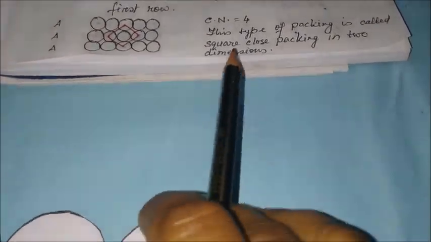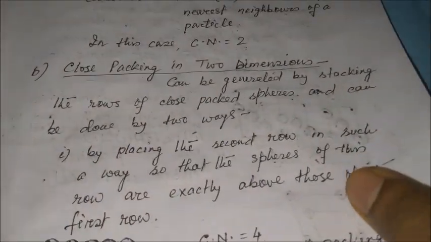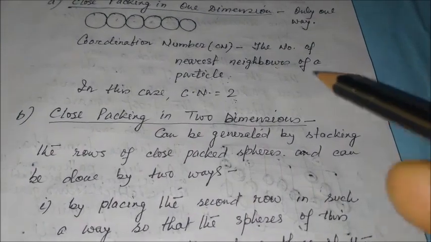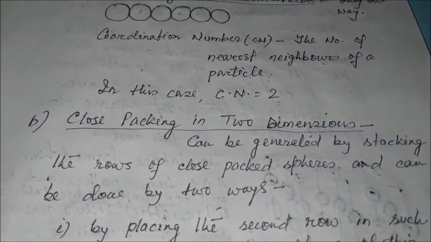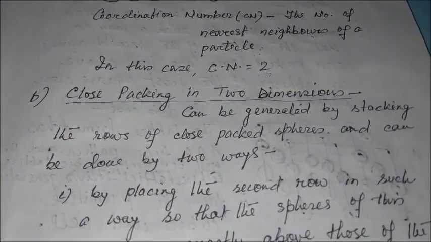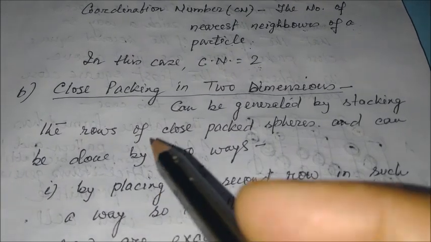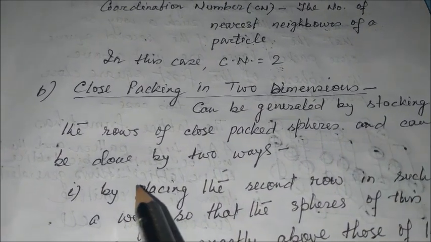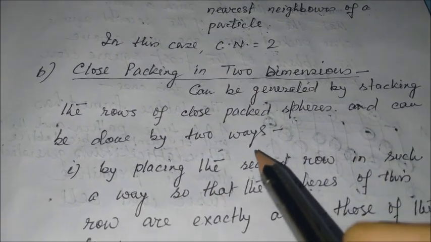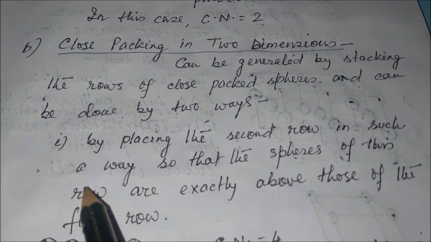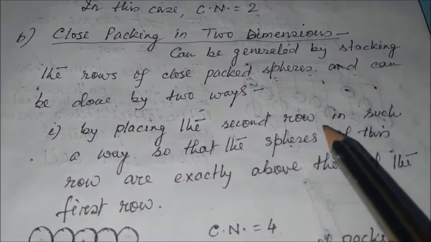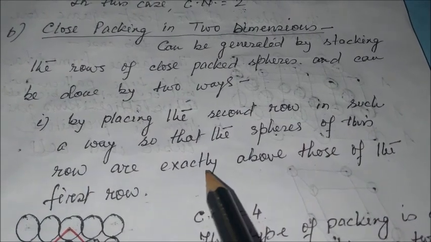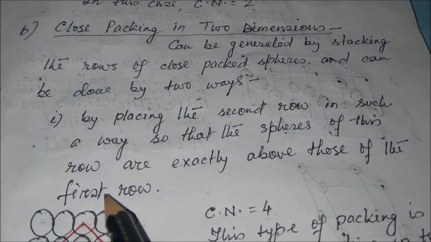The next one is close packing in two dimensions, and this close packing in two dimensions can be generated by stacking the rows of close packed spheres and can be done in two ways. Number one way is by placing the second row in such a way that the spheres of this row are exactly above those of the first row.